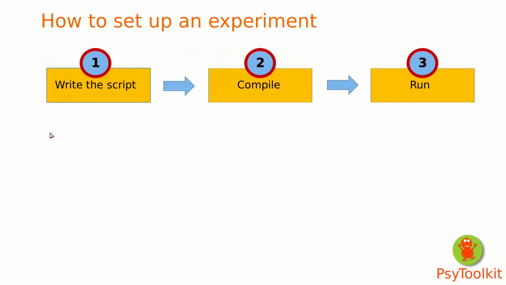There are 3 steps in writing an experiment. So first you write the script. Second, you compile. That means make it ready for the computer, check it on potential mistakes, and then run it. And I'm going to take you through these 3 steps now.